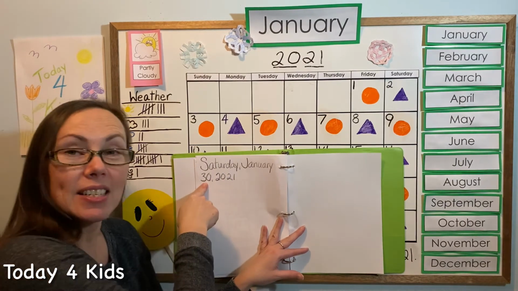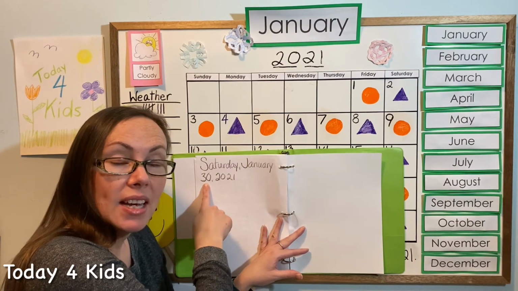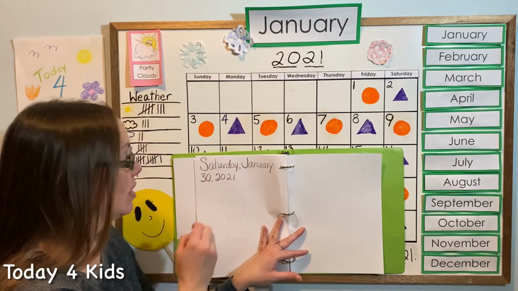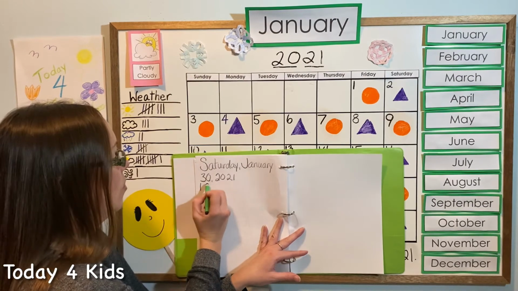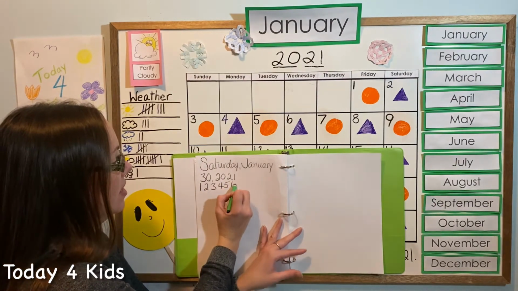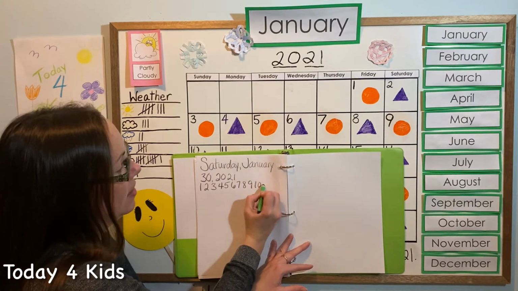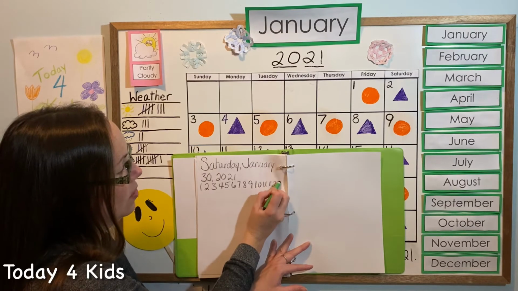And I'm going to practice my numbers all the way up to 30. Will you practice with me on your paper? If you don't have a paper, you can just say the numbers with me. We'll practice our counting together. 1, 2, 3, 4, 5, 6, 7, 8, 9, 10, 11, 12, 13.